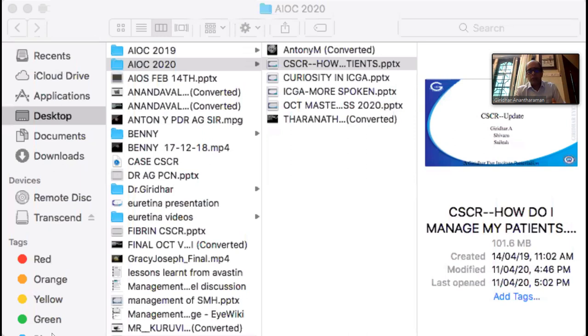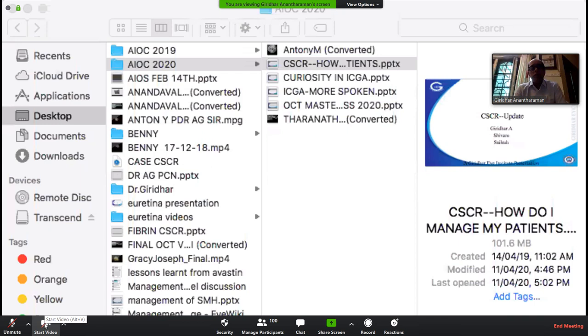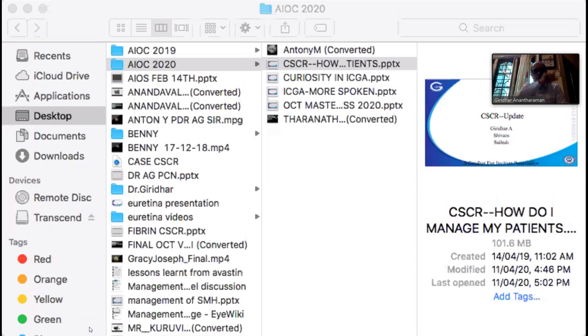So what I want to emphasize is the importance of multimodal imaging. And in that, probably the single most important investigation as far as a CSR patient is concerned is a good SD-OCT. And when you do an SD-OCT, it's very important for you to take multiple cuts and see all over the area of the serous macular detachment. Why is this important? Because it tells you whether it's an acute disease, whether it's a chronic disease, whether it's a CSCR masquerade. So all these things can be answered to a large extent by doing a careful spectral domain OCT.